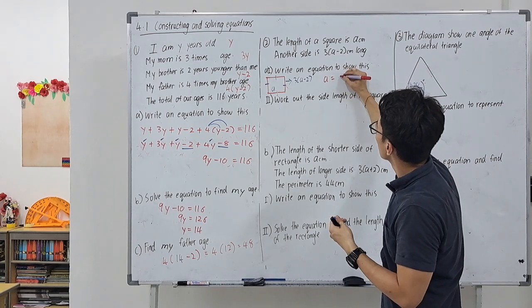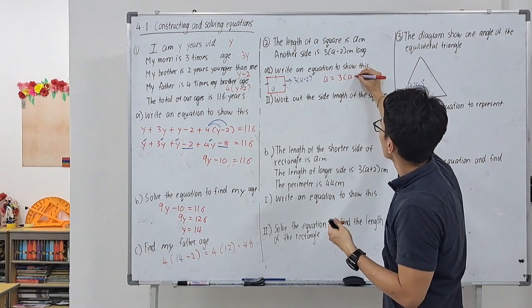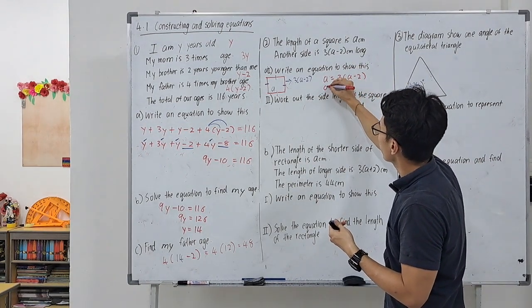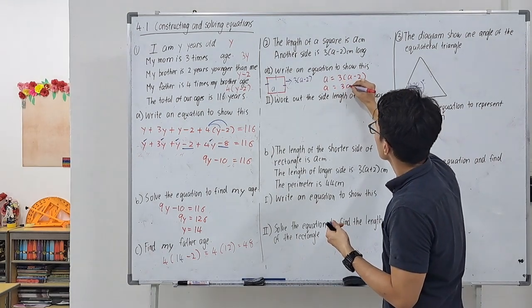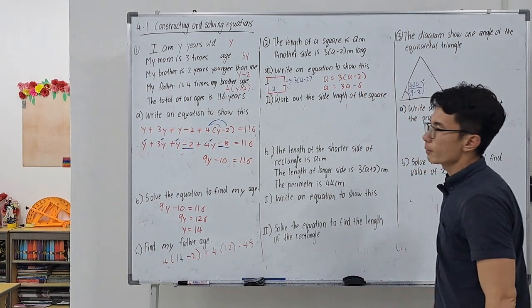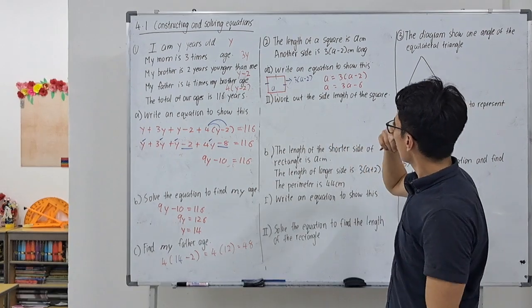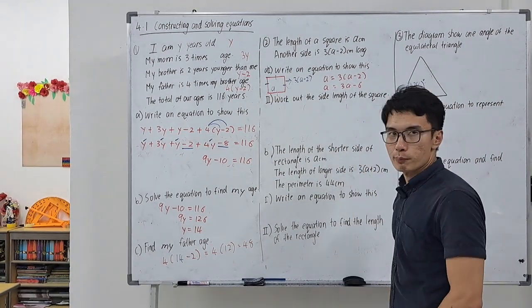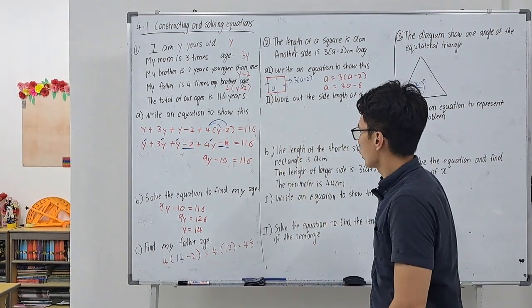a is equal to 3a minus 2. And of course, I can expand this. That's going to give me 3a minus 6. So that's my equation over there. So work out the side length of the square, which is basically asking me to solve this equation.